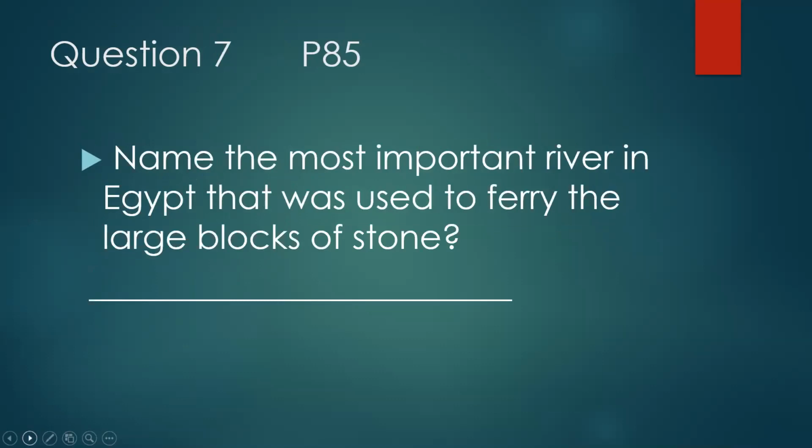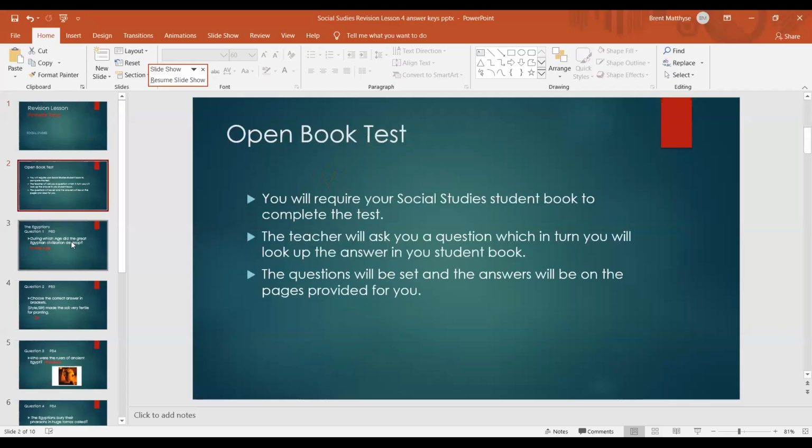Another question, question 7 on page 85. Name the most important river in Egypt that was used to ferry large blocks of stone, and that is a very easy answer to find because it was a famous river that they used. Going on to the answer keys. Our answer key looks as follows.